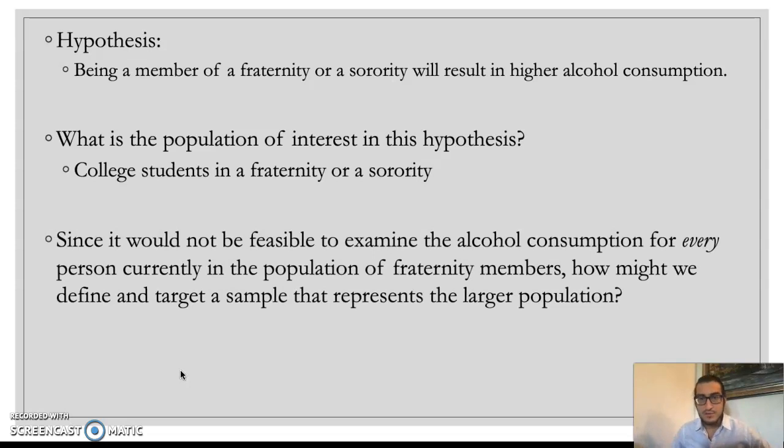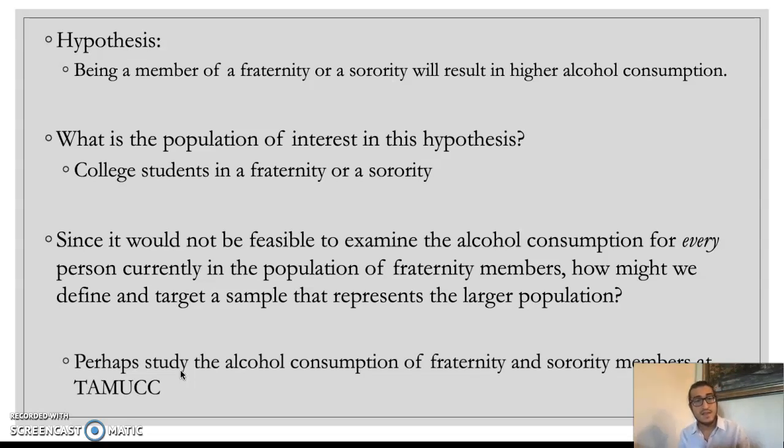Since it would not be feasible for me to examine alcohol consumption for every person currently in the population of fraternity members, how might we define a target sample that represents the larger population, right? I'm not going to be able to survey every single college student, determine if they're in a fraternity or sorority, and ask them how much they drink, right? There's way too many college students in the US. So what might be a more manageable representation for a sample for this project? Well, perhaps I could study the alcohol consumption of fraternity and sorority members here at TAMU-CC. That is a far smaller subgroup of the population. It's more manageable, easier for me as a researcher to access. So it might be a good alternative instead of trying to reach out to every single college student living in the US.